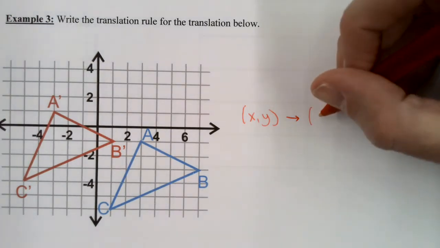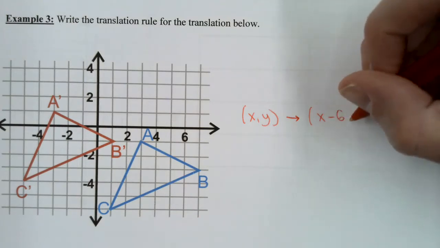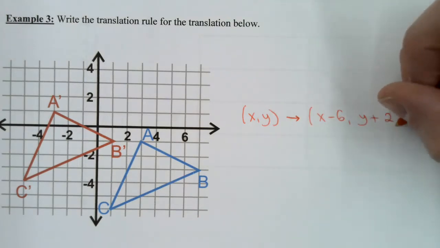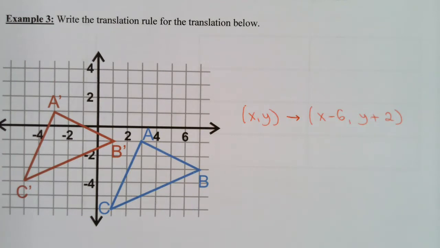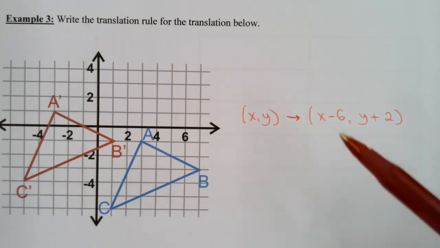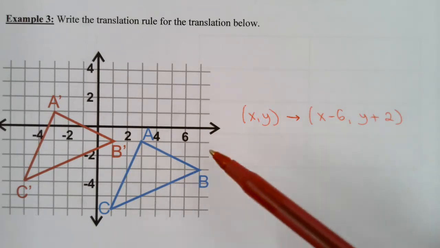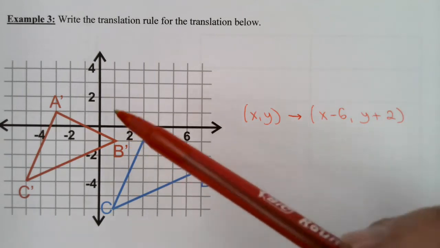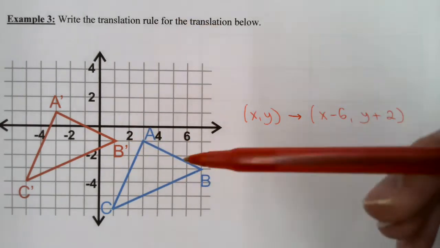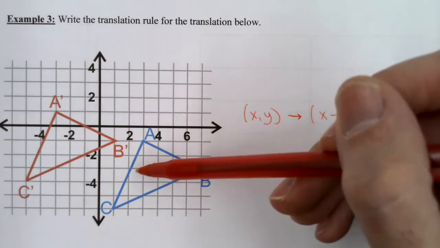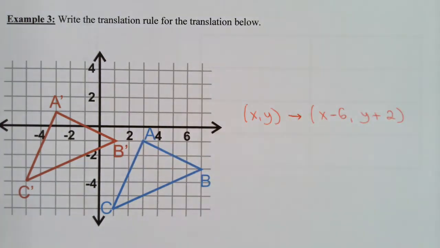So the way you're going to write that is if you're going left 6, you're doing x minus 6. And if you're going up 2, you're doing y plus 2. And that is my answer. That is my translation rule. This is saying (x, y) maps onto (x minus 6, y plus 2). And the same thing for B and C. If you look at B and B prime, to get from B to B prime, you're going left 1, 2, 3, 4, 5, 6, up 1, 2. And to get from C to C prime, you're going left 1, 2, 3, 4, 5, 6, up 1, 2.